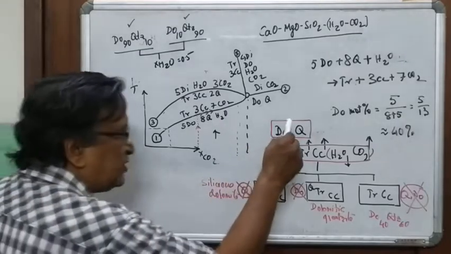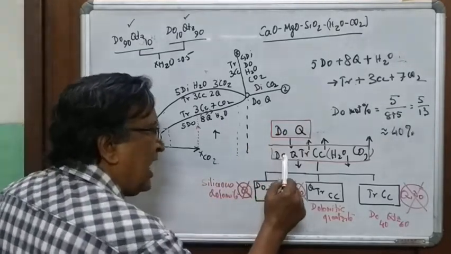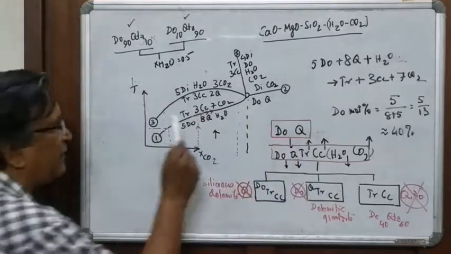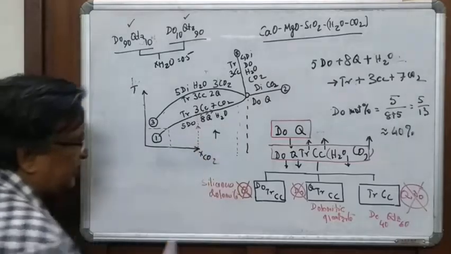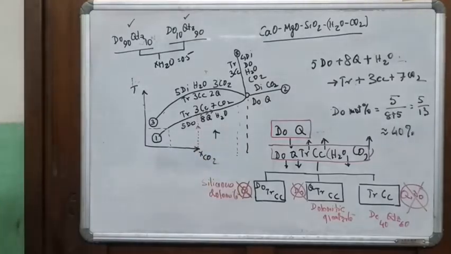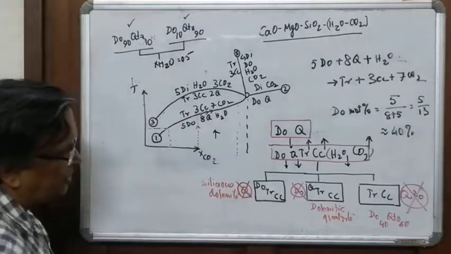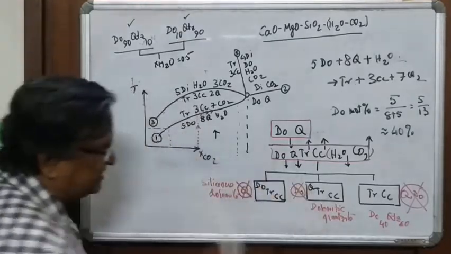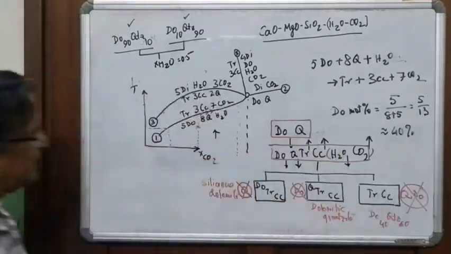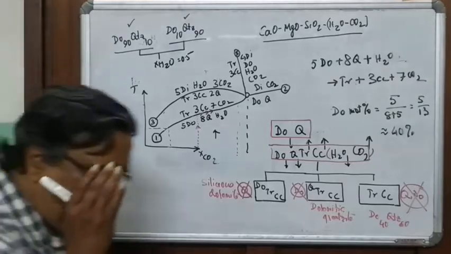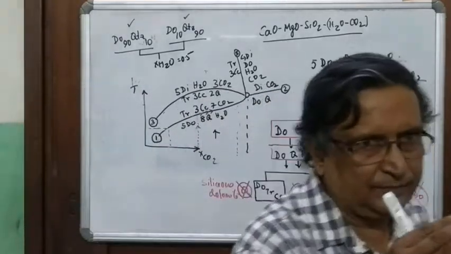After you start with dolomite plus quartz, you will have dolomite, quartz, tremolite, calcite, and then you will be passing through this. And now you see, very interesting here, that you will have dolomite, tremolite, calcite, quartz, tremolite, calcite, and tremolite, calcite. Do you understand? It is very important to conceive this.